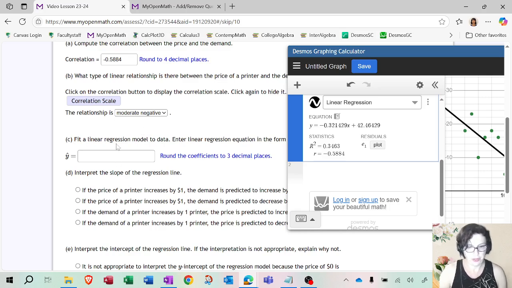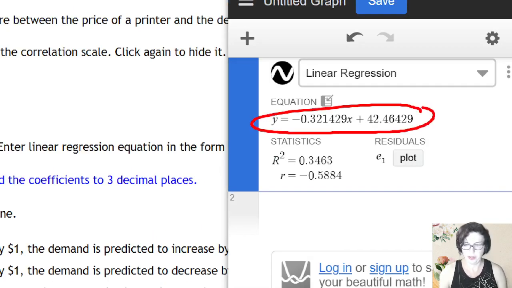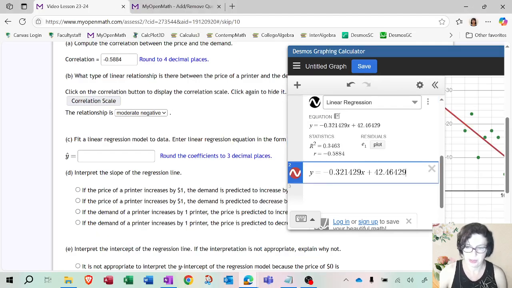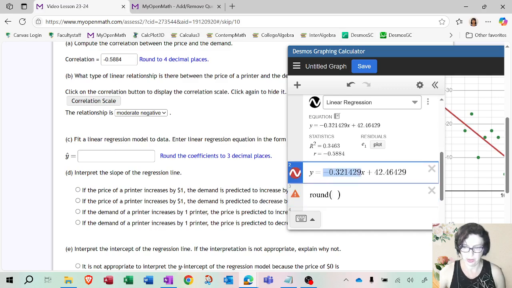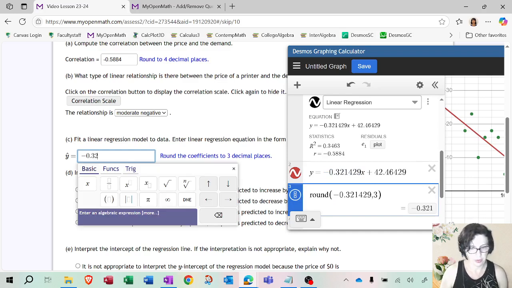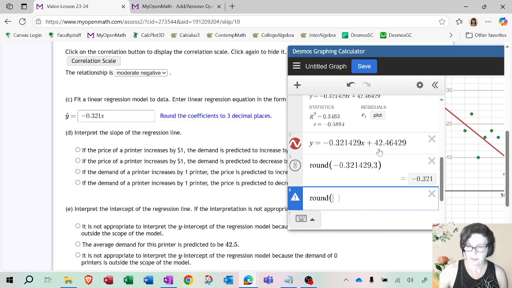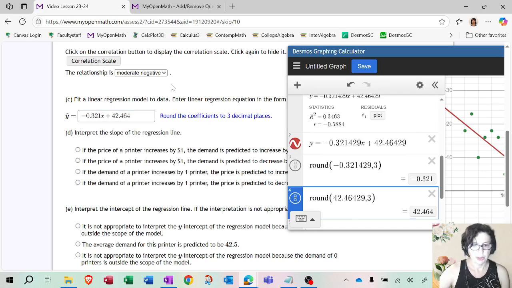Okay, so now to fit the line through the data, we actually have the equation. It is already here, but we need to round each of the slope and the intercept to 3 decimal places because that's what it says. So to do that, you're going to export a snapshot, and then you can round and make sure that the sign is included. So here the sign is negative, and we want 3 decimal places. So we're going to say negative 0.321x. And then let's also round the y-intercept to 3 decimal places here. Okay, so that would be plus 42.464. Okay, so that's the regression line.